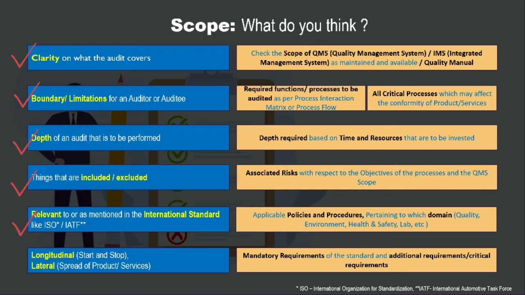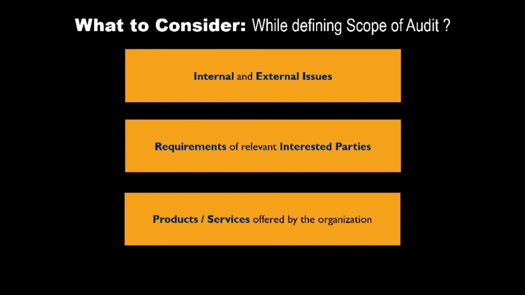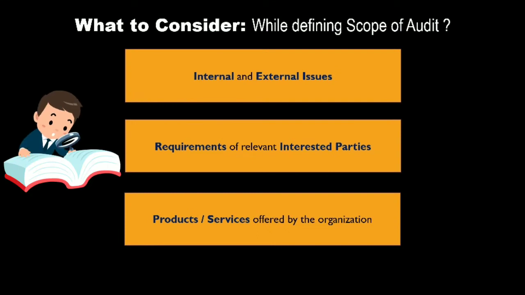Number 5. Points that are relevant to or mentioned in the international standards like ISO or IATF also need to be considered. Check what are the applicable policies and procedures, and which domain the audit pertains to, for example quality, or environment, or health or safety, or laboratory management, or a combination of these. The better the scope, the better is the audit process. Let's get into the details. What to consider while defining the scope of an audit.